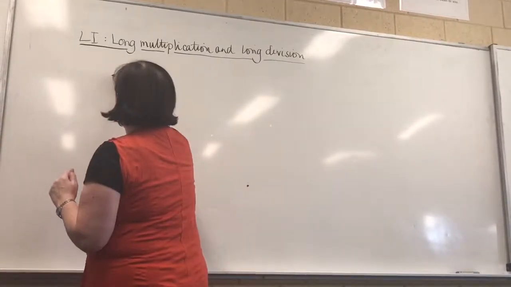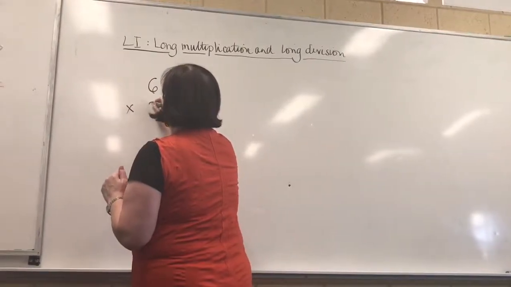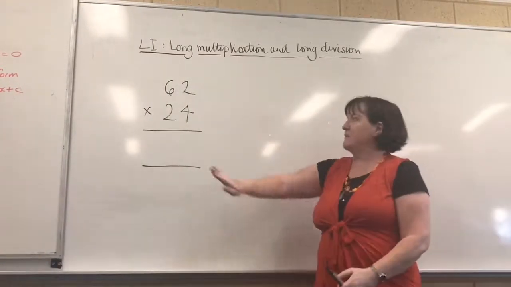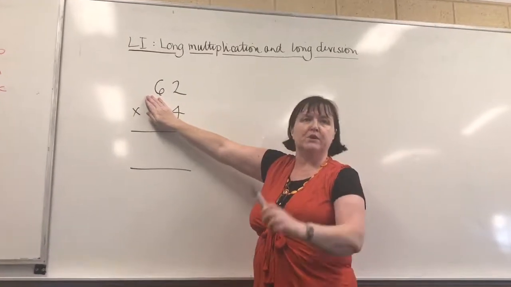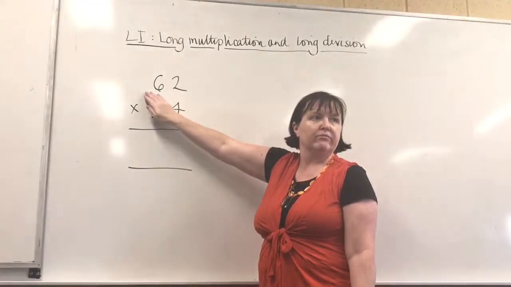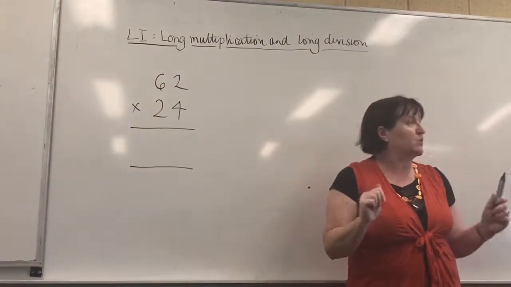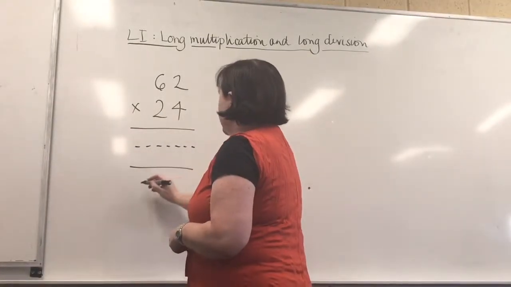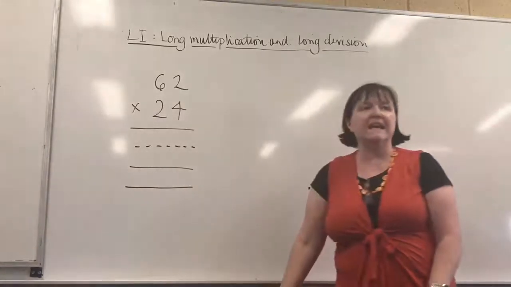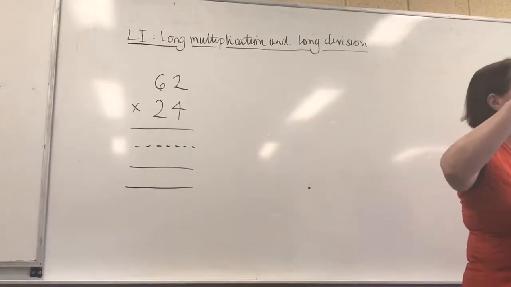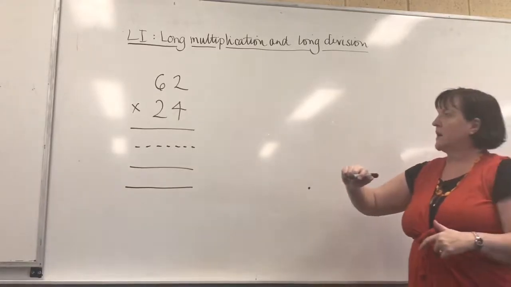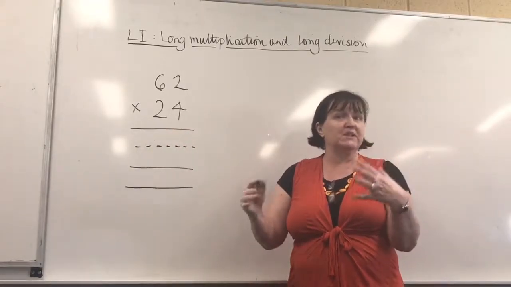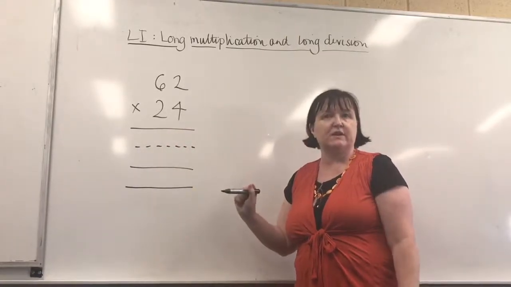So let's start with something like 62 multiplied by 24. I'm assuming that if I put 62 multiplied by 4 up, you would know exactly how to do it. So we're looking at double digit by double digit multiplication. Okay, so we need 3 lines underneath our columns, okay? And this one's dotted because these bits relate to each other. This one's solid because that's your answer, okay?